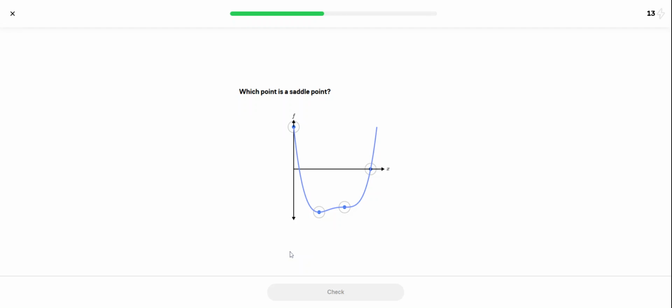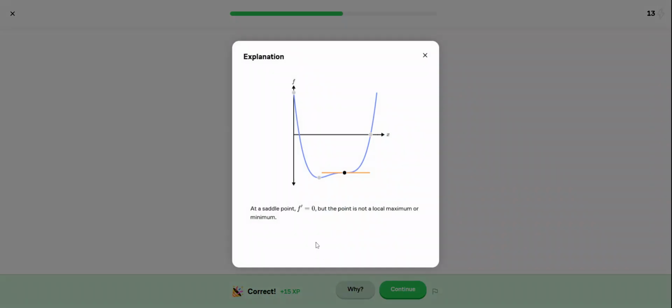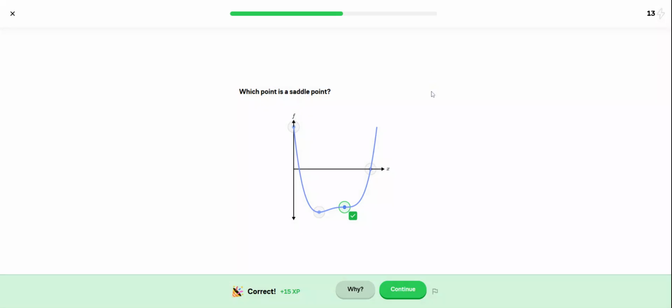Which point is the saddle point? Kind of this one, I think. The gradient is decreasing then increasing. Let's check. That's correct. Let's see why. At a saddle point, the first derivative is 0, but the point is not a local maximum or minimum. Oh yes, I assumed it correctly. Neither local maximum nor minimum, so saddle point. Not this one, that's a local minimum, but around here. Only that's correct. Continue.